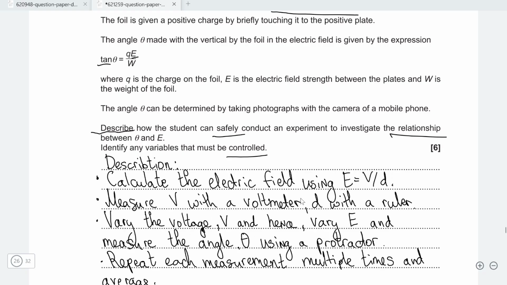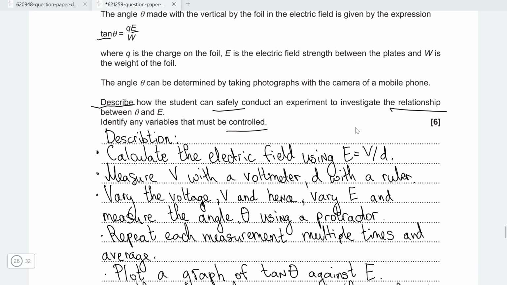Remember, it's really, really important that we write down even the simplest of instruments that we're going to be using to measure anything in our experiment. So measure V with a voltmeter, and measure the distance D with a ruler. We're going to vary the voltage V and hence vary the electric field and measure the angle theta using a protractor. You could have also measured it using the camera of a mobile phone as well.